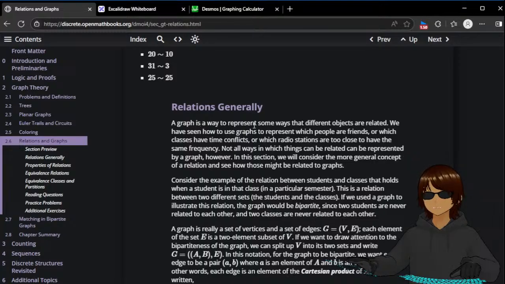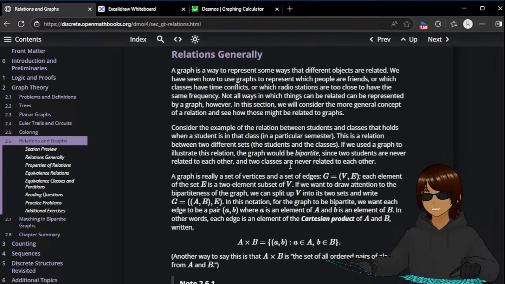A graph is a way to represent some ways that different objects are related. You have seen how to use graphs to represent which people are friends or which classes have time conflicts or which radio stations are too close to have the same frequency. Not all ways in which things can be related can be represented by a graph, however. In this section, we will consider the more general concept of a relation and see how those might be related to graphs.